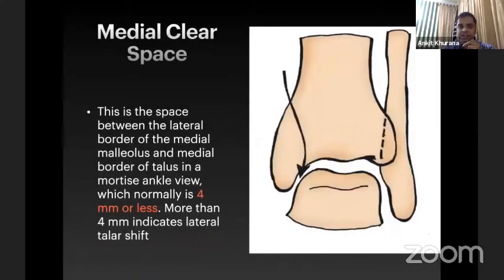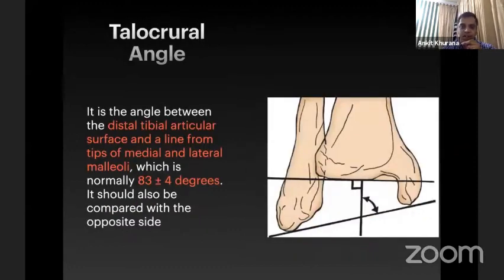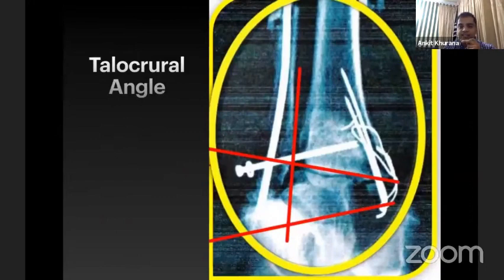The medial clear space is, as I mentioned, done on the mortise view, and it should be less than 4 millimeters. An increase indicates a deltoid ligament insufficiency or a syndesmotic injury that has also disrupted the medial structures. The talocrural angle is again done on the mortise view. It is an angle between the articular surface of the tibia and the tip of the medial and lateral malleus. 83 degrees is its normal value. Again, a disruption indicates shortening of the fibula, as is seen in this case.